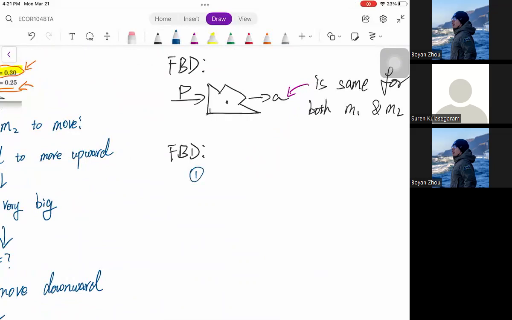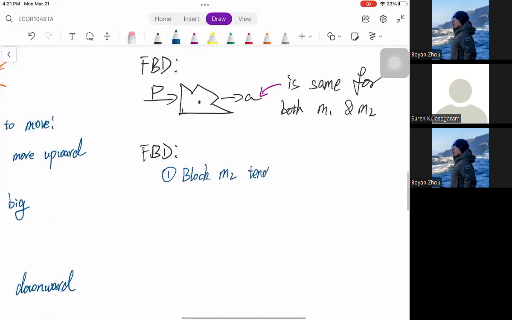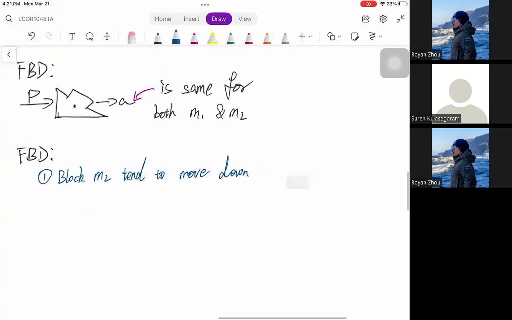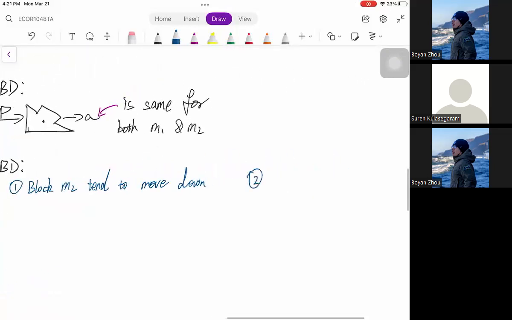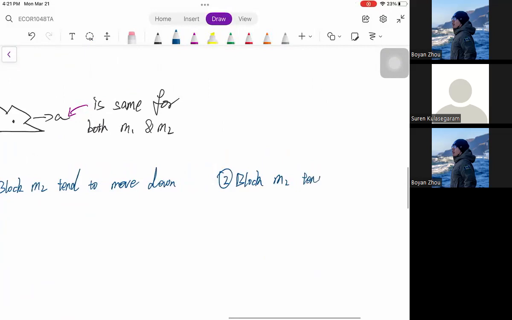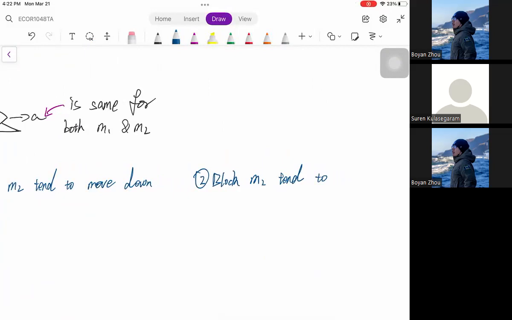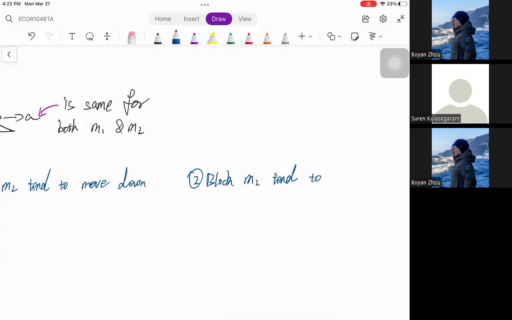So there are also going to be two cases. One is the block M2 tends to move down. And the second situation is block M2 tends to move up. Because in both cases, the free body diagram is not going to be exactly the same.